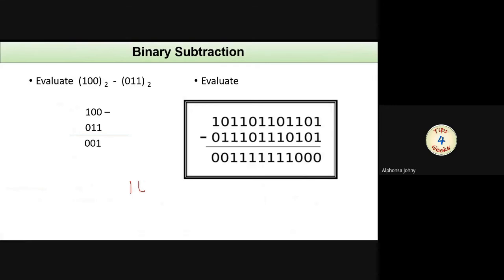Suppose we have to subtract 89 from 100 in the decimal number system. We all are familiar. What is the answer? 100 minus 89. The answer is 11. How are we getting it?